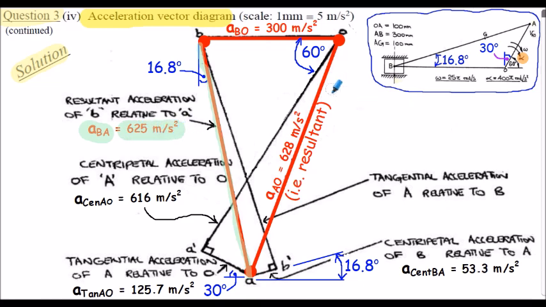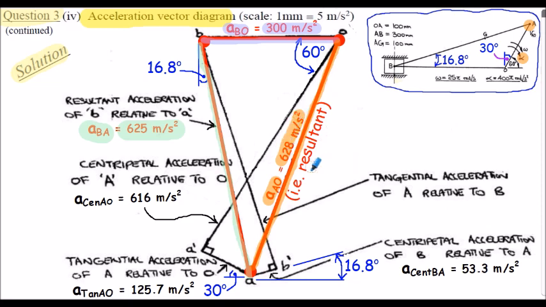To determine the acceleration of B relative to O, that's the piston relative to the center of rotation of the crank, ABO on our diagram, that's the length of this line here. Again, using the scale, that evaluates to 300 meters per second squared. Just note for reference, in this case the acceleration of point A relative to O, stated here, actually equates to the length of this line here. Using our scale, that evaluates to 628 meters per second squared.